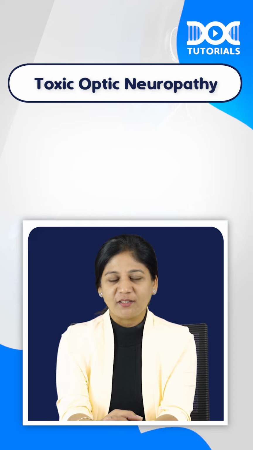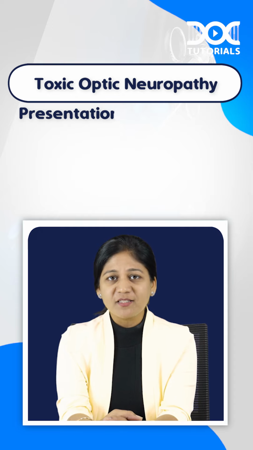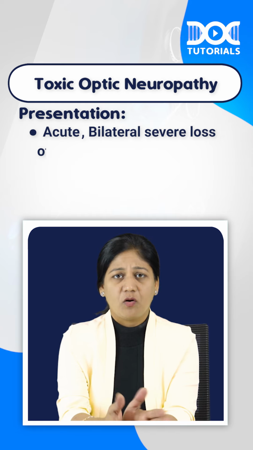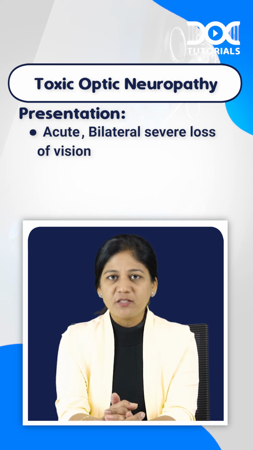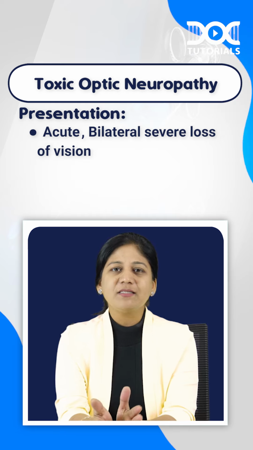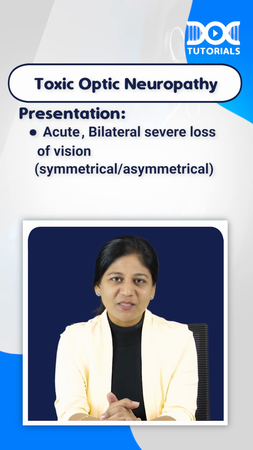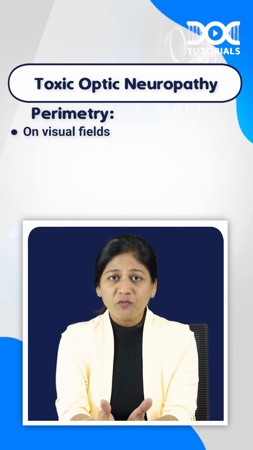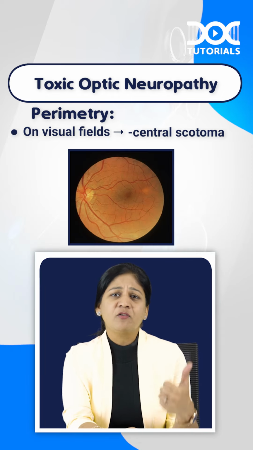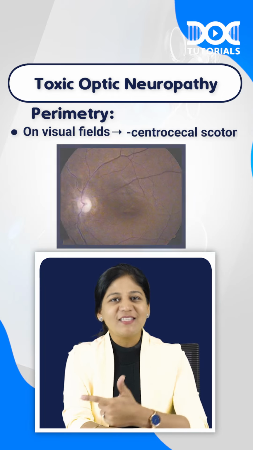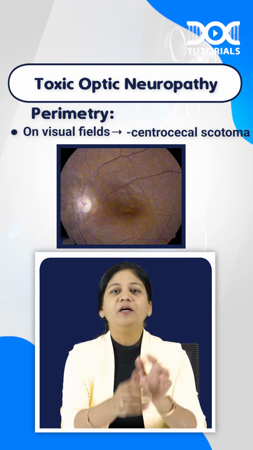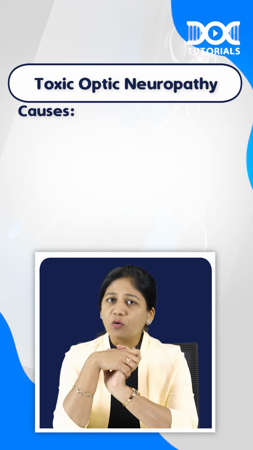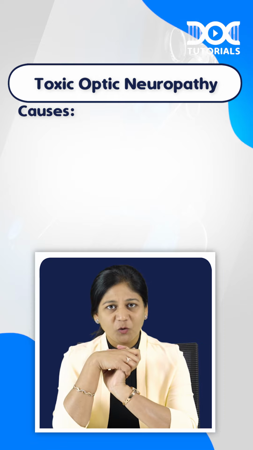Today's Quick Learning Byte in Ophthalmology is on Toxic Optic Neuropathy. So friends, a patient presents with an acute bilateral severe loss of vision. This loss of vision may be bilateral, which is symmetrical, or maybe asymmetrical. So friends, on perimetry, on visual fields, we may see a central scotoma or a centrocecal scotoma. But remember an important mnemonic which tells you about the causes of the toxic optic neuropathy.